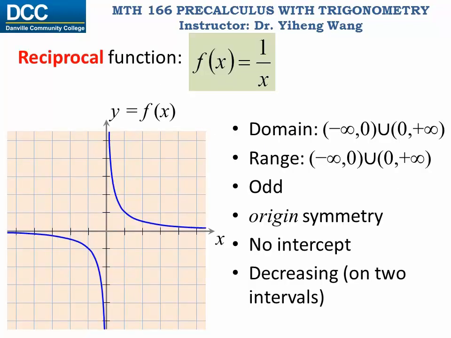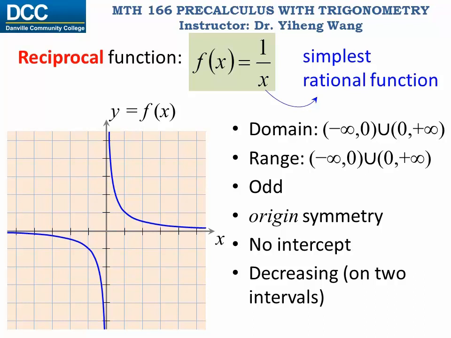If you recall, we have learned about the reciprocal function f(x) equals 1 over x, and this is actually the simplest rational function. Its numerator function 1 is a constant function, which is a 0th degree polynomial function. Its denominator function x is a linear function, which is a 1st degree polynomial function. We have learned several important properties of the reciprocal function, including its domain and range. It's an odd function, which means that its graph is symmetrical about the origin, etc.